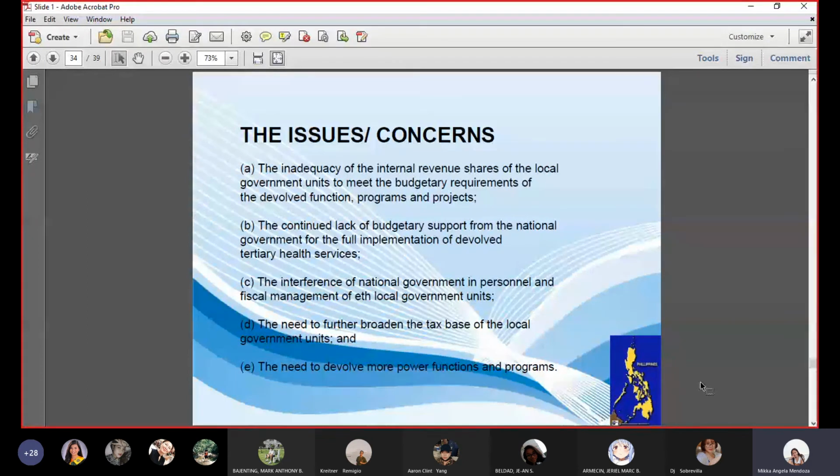Another is the continued lack of budgetary support from the national government for the full implementation of devolved tertiary health services. So, COVID again, the pandemic. When COVID boomed, there were regions, cities, and municipalities that had no facility to track COVID cases. So we had to push here in our region to get a testing lab, the RT-PCR, so that the region, DOH Region 8, would have its own RT-PCR.